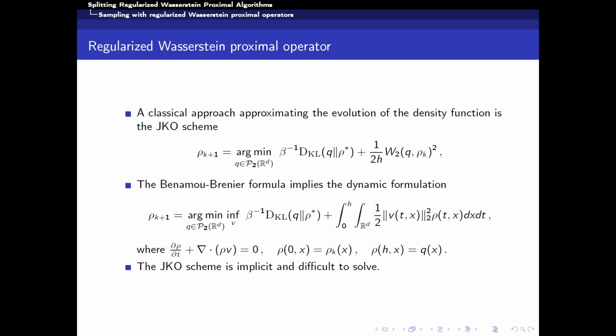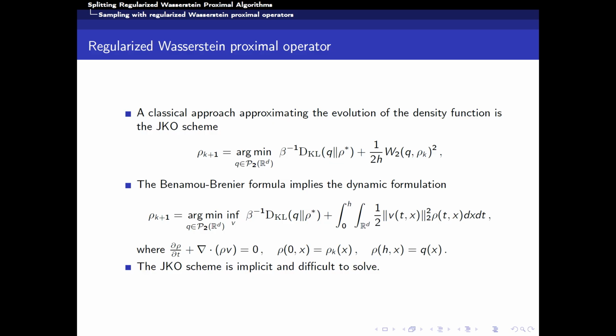And the way that we can rewrite this JKO scheme a little bit is we recall the Benamou-Brenier formula, which also appeared in a previous talk. So we can write down the dynamic formulation for this Wasserstein 2 distance. In that case, we will have the KL divergence plus this transportation energy. And we also have a constraint, which is the continuity equation over here. And the initial condition for this rho is just going to be rho k at the previous time.